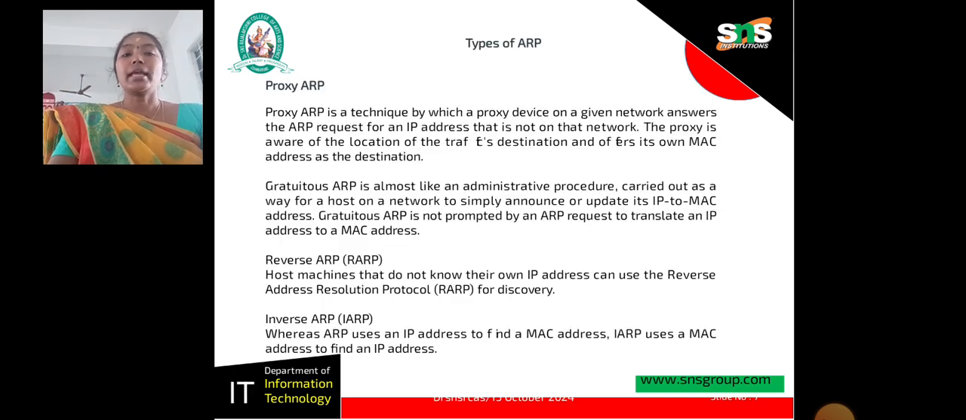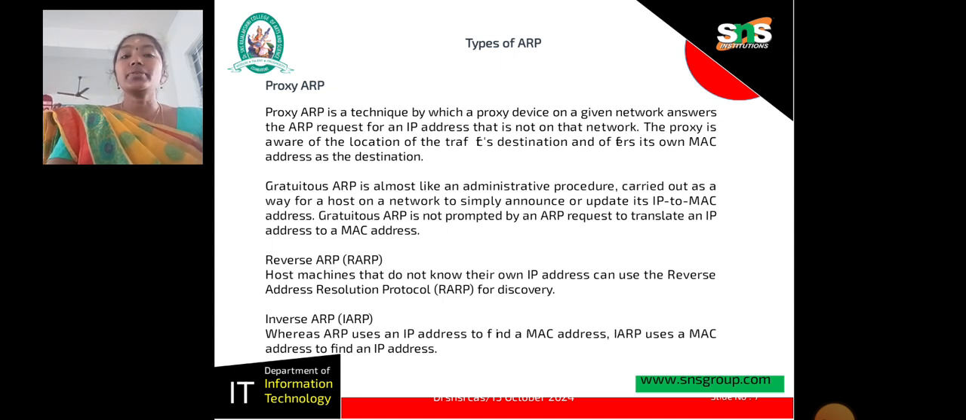Next, proxy ARP. Proxy ARP is a technique by which a proxy device on a given network answers the ARP request for an IP address. Gratuitous ARP is almost like an administrative procedure carried out by a host to announce or update its IP-to-MAC address mapping.